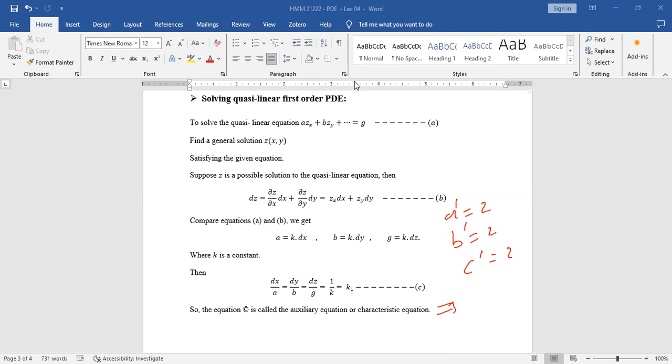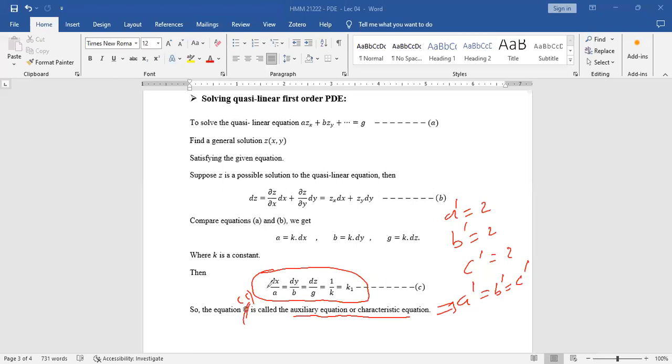Yes, you all are correct. If all are the same value, what do you say? All are equal. So likewise, we are going to equate these: dx over a is equal to dy over b is equal to dz over g, which is equal to 1 over k, which I can take as k1. This is our equation c, and it has a special name. It's called the auxiliary equation or characteristic equations.